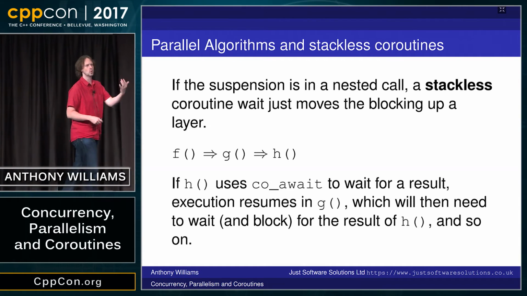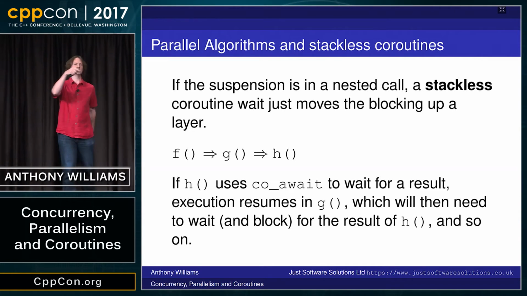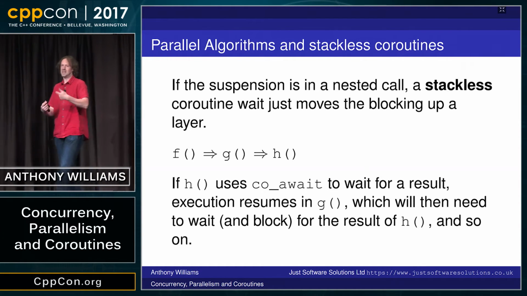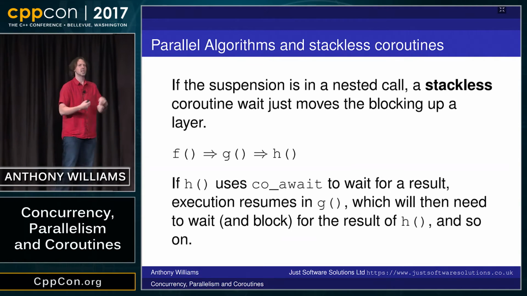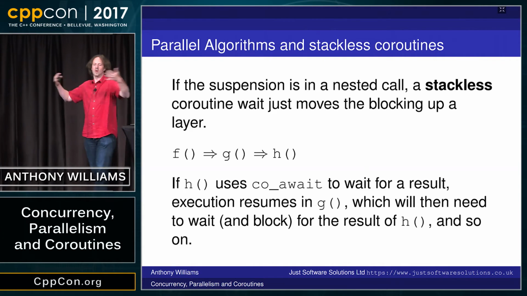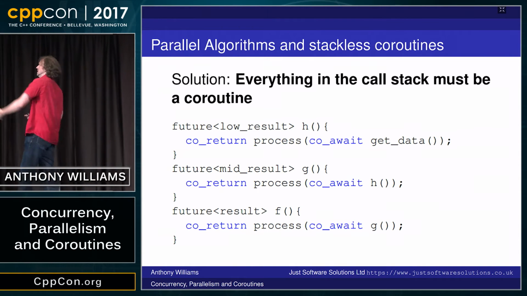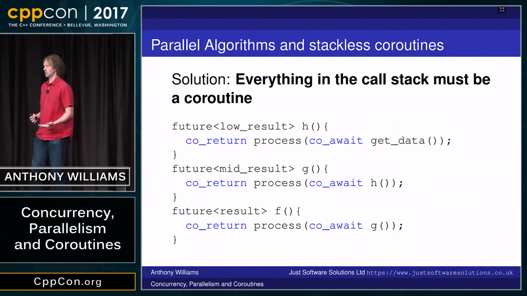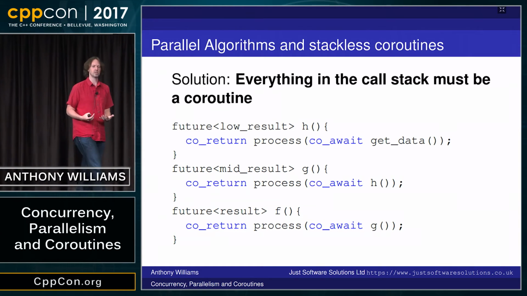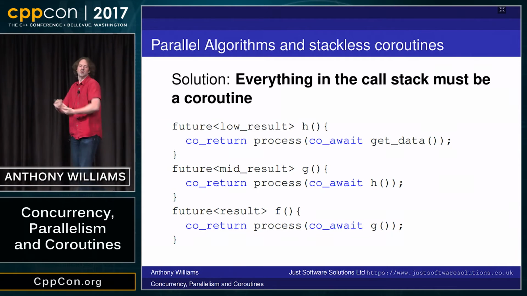So if F calls G, which calls H, then if H is a coroutine and uses co_await to wait for something, then that just resumes execution in G. But if that then needs the result of H, then it has to block, unless it's also a coroutine and can use co_await. And then likewise, all the way up the call stack. So if we make everything a coroutine, we're fine. We have H, which is a bottom level thing, returns a future. The result we get from co-awaiting on something and processing it, and then we use co_return because we're trying to return a value through our future from a coroutine, and then likewise in G and F.